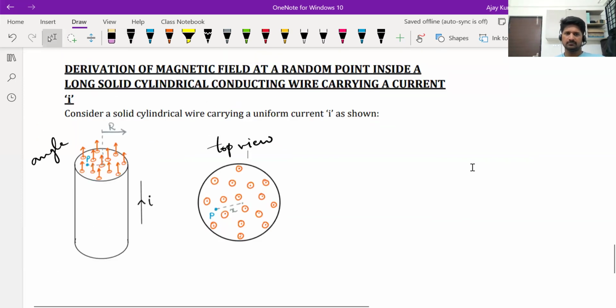I had given you the steps also, but if any of you have done it, can you tell the answer? If you didn't do it, we'll discuss now. We have to calculate the magnetic field at the point P. How to do that?